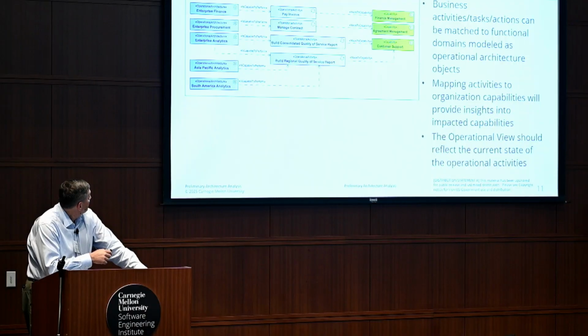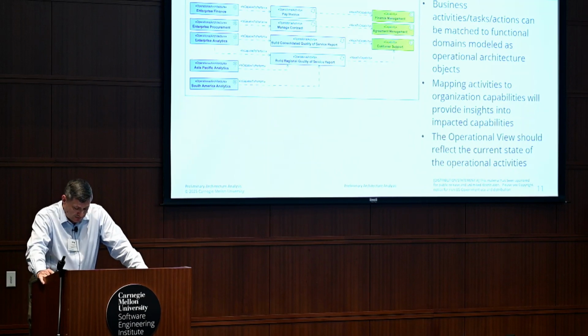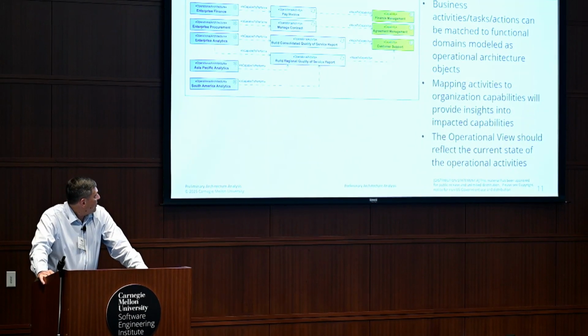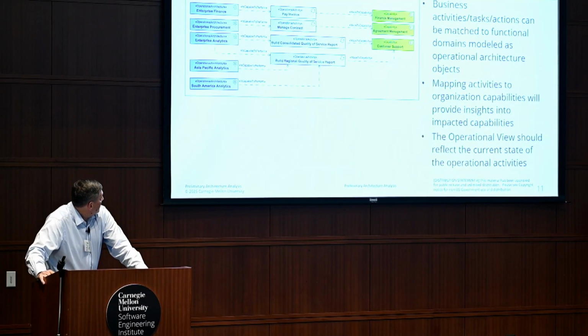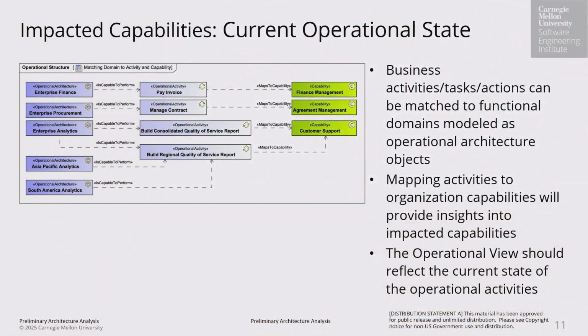And here in the center, you have operational activities, the higher level activities we talked about, right? In this particular case, pay invoice, manage contracts. And then you have the capabilities of building quality of service reports regionally, and at the centralized location, we build the North American report as well as a consolidated quality of service report.